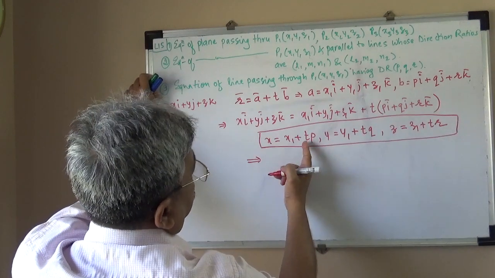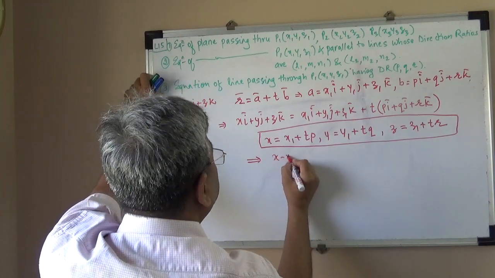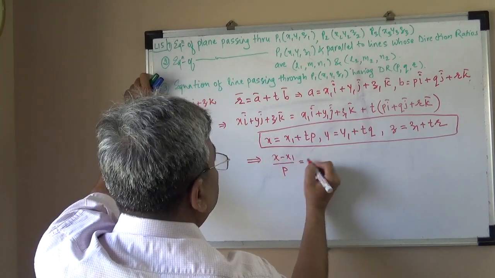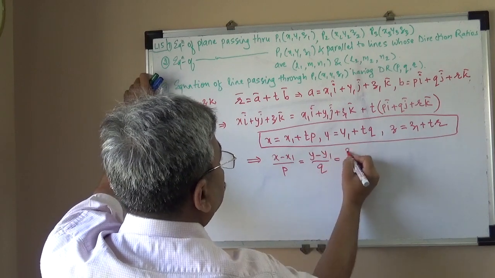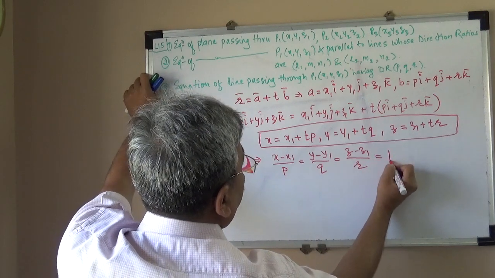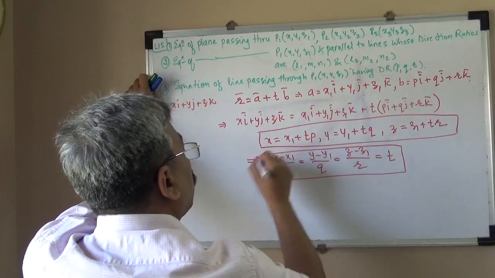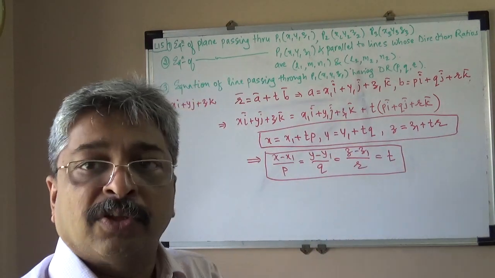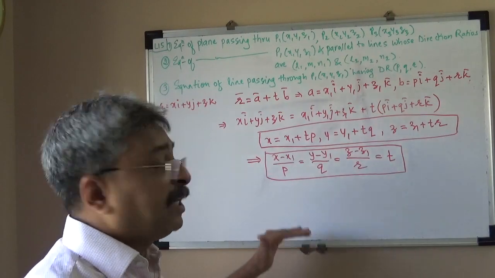However, if we just separate this parameter t, then we get (x minus x1) upon p is equal to (y minus y1) upon q is equal to (z minus z1) upon r, which is equal to t. This is the standard form, or this is how the equation of line in three-dimensional space is written. Now let us understand this.